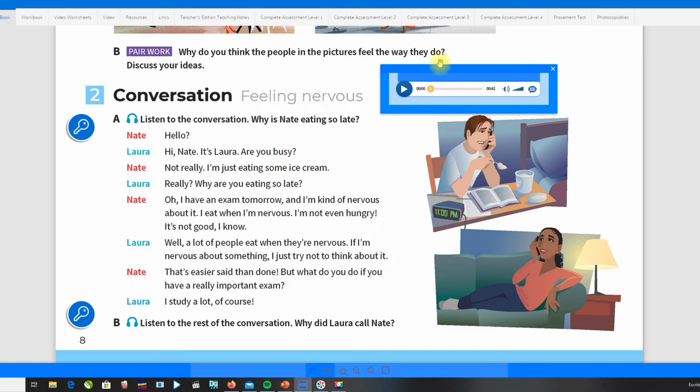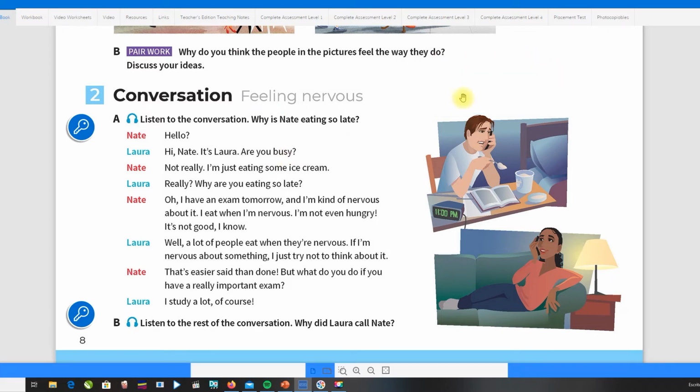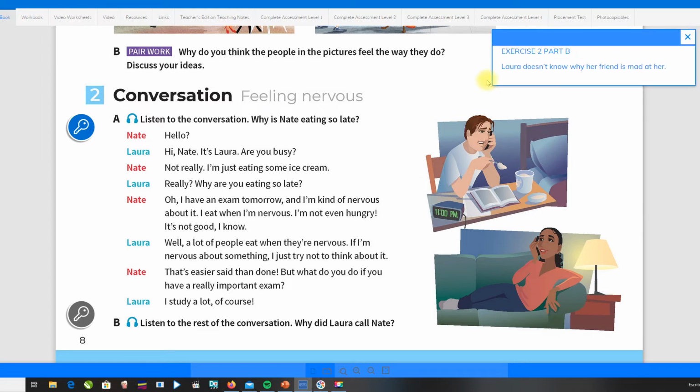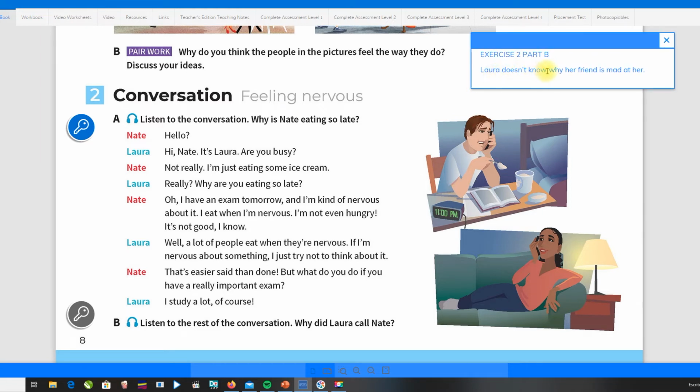We finish the conversation and then we can go on to the next part. It says, listen to the rest of the conversation. Why did Laura call Nate? Well, the answer is very simple. Because Laura doesn't know why her friend is mad at her. Right here we have the reasons. He is nervous because he has an important exam. Okay. Let's move on.